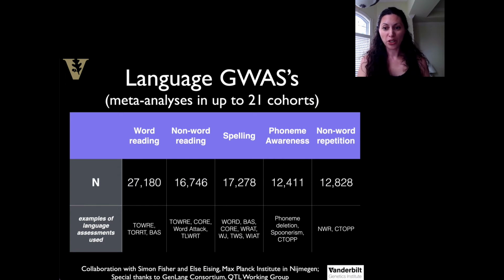So the way that we're going to look at whether rhythm and language are genetically correlated is to access language genetic summary statistics. There's a big GWAS project underway with the Genlang Quantitative Trait Working Group led by Simon Fisher and Elsa Eising. This is a massive collaboration where they are meta-analyzing data from 21 different cohorts that have language scores and genomic data. In the interest of time, I'll just highlight the 5 different language constructs in their study that we will also be using in our study, the Ns for each trait in this row, and examples of the specific language assessment. This is not self-report. These were done by language testing.